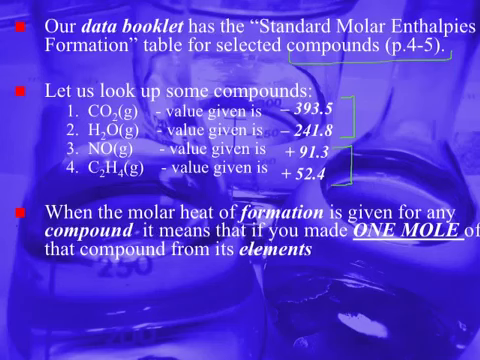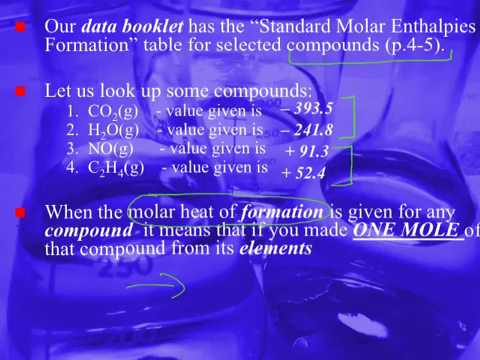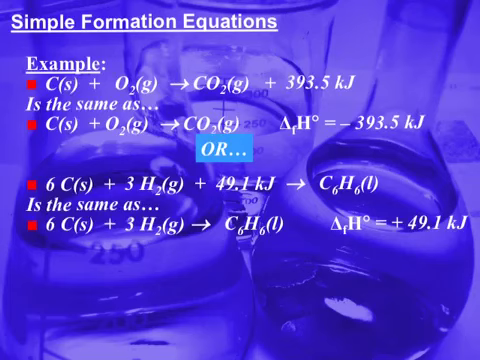And once again, this is a molar heat of formation. That means it is for 1 mole of the product. Note that sometimes you may need to use fractional coefficients to ensure that the coefficient for the product, the compound, is 1. Let's revisit 2 of the ways that we can express an enthalpy change in a chemical equation.